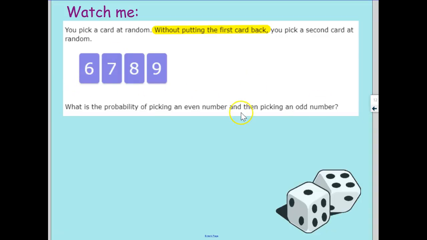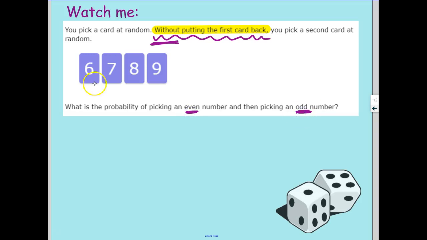Okay, so here it is again. What's the probability of picking an even number and then picking an odd number? And I'm not going to put it back. So a little alarm is going off in my head that this is a dependent event. The steps are still the same. I'm finding the probabilities and multiplying them together, but I'm remembering that I'm not putting that first card back.